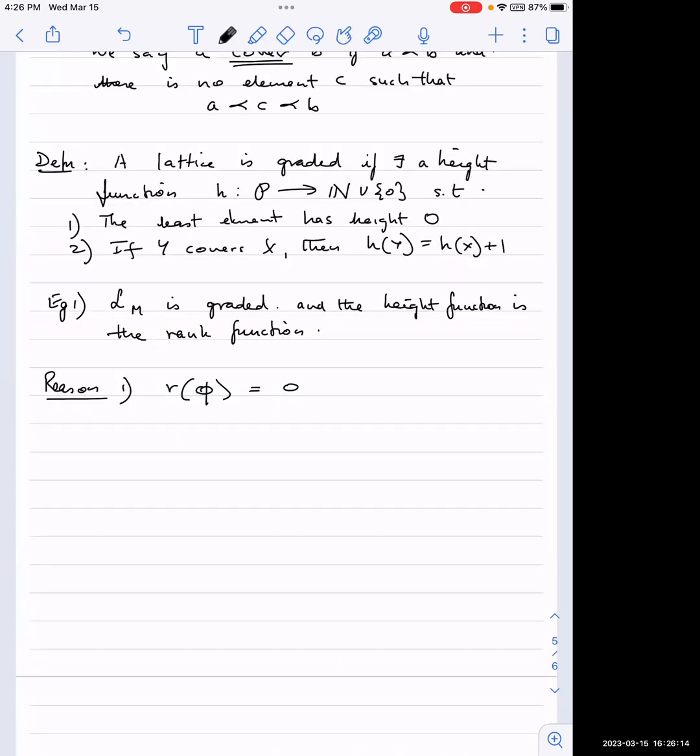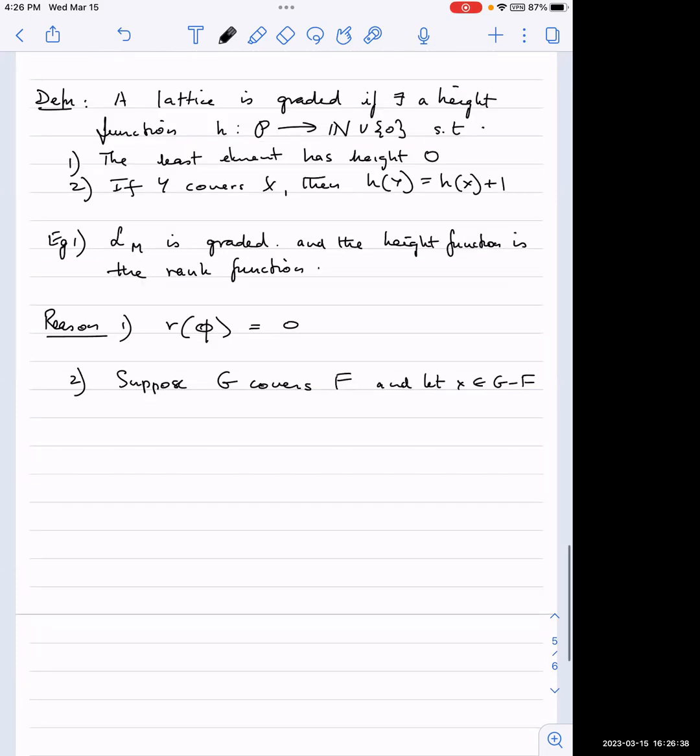Okay, and then 2, suppose G covers F and let X be in G minus F, right? What are we aiming for? We want to end up with rank of G is equal to rank of F plus 1. All right, that's where we're headed.